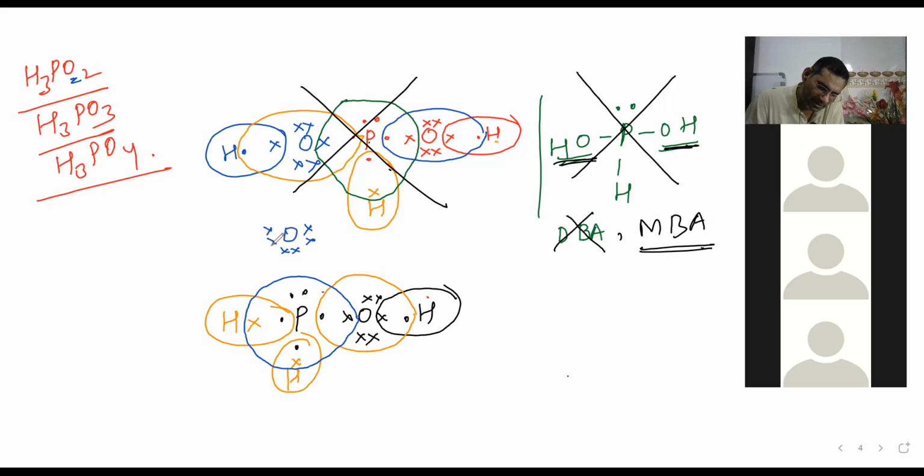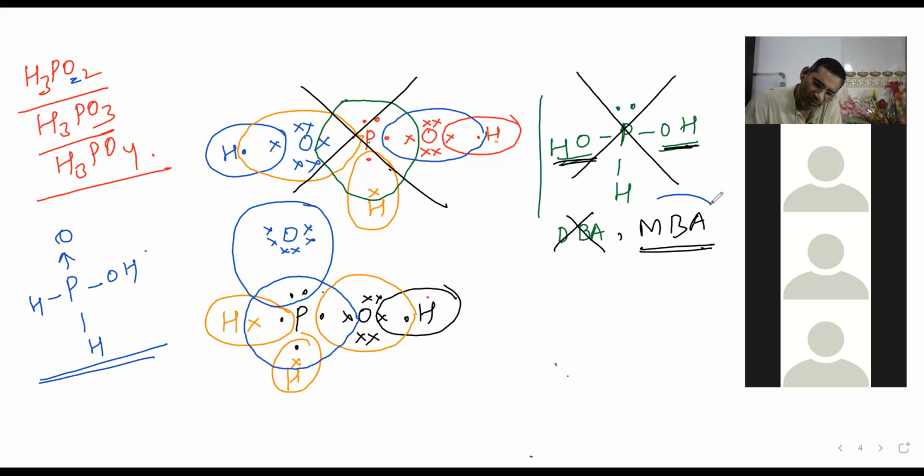No other structure you can draw for this. So P, OH, H, H and a coordinate bond. This is H3PO2. It is a monobasic acid. So this is the right structure, P, OH, H.